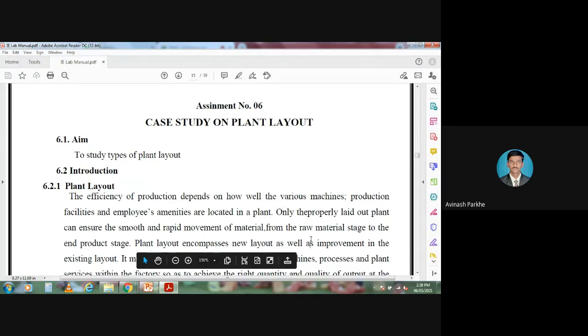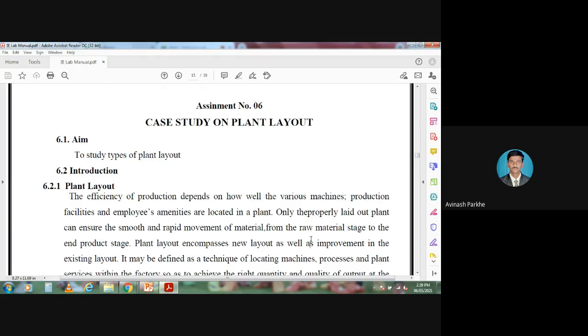So we can continue with your write-up part. If you see here, your assignment number 6 or experiment number 6 is related to the case study on plant layout. So whatever chapter number 5 we discussed, that is facility location and plant layout. In that, all the types of layout we discussed: process layout, product layout, fixed position layout, then group technology. So total 4 types of layouts we discussed in chapter number 5.